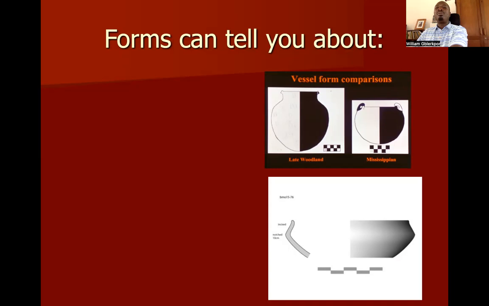Can anybody give us some classic examples as to what we can derive? What kind of shape will tell us what, for instance? Is there, please, the question again? Can you mention a vessel form and tell us what that vessel could likely be useful for?